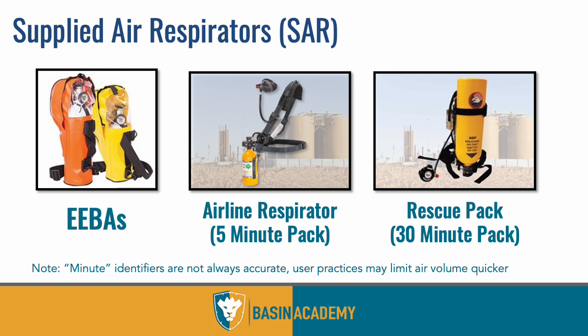So the EEBAs there on the left, there's a 5-minute and a 10-minute. The orange is 10, the yellow's 5. That little clear bag on the top actually goes over your head, and then there's a valve, and boom, you've got clean air. The airline respirator and the rescue pack have masks that attach to them, and then they have a regulator that clips into that mask. You need to purge it first, and it can take a little bit of time to put on. So keep that in mind as you're out there working.